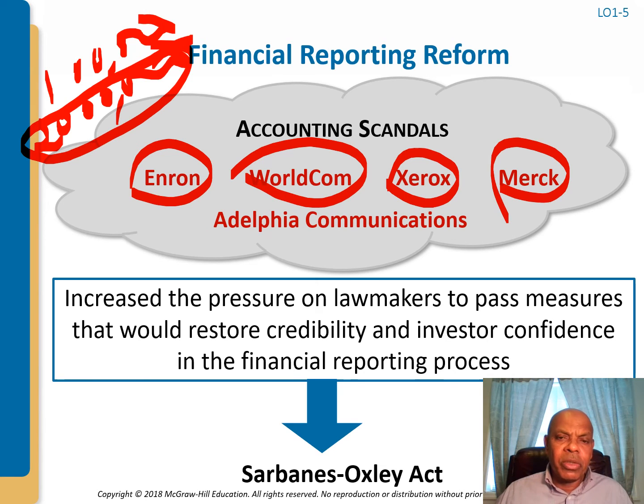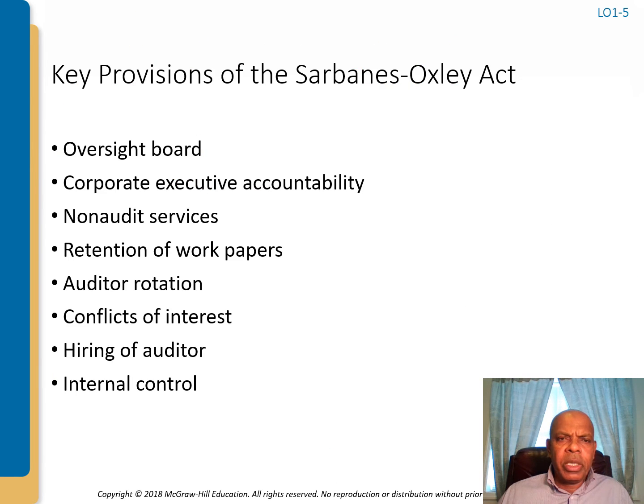This increased the pressure on lawmakers to pass measures that would restore credibility. So they came up with the Sarbanes-Oxley Act. Okay, that's what this reform is. Then we can go over the key provisions of the Sarbanes-Oxley Act. There's the oversight board, corporate executive accountability.